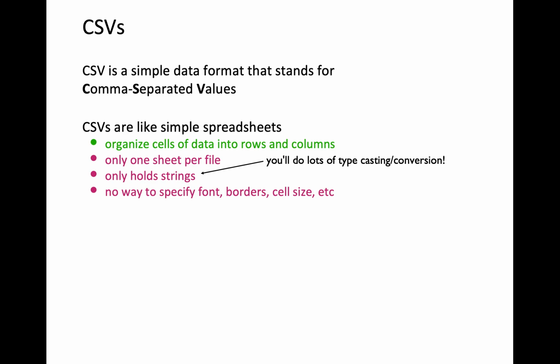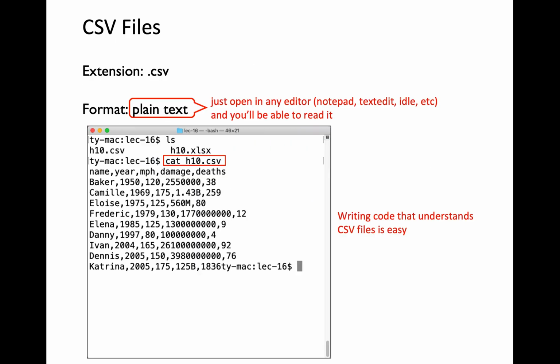Your CSV files can only hold string data type within the file. We'll be doing a lot of typecasting in order to be able to convert the data into required data type when we move the CSV file data into list of list data structure. There is no way for us to specify things like font, borders, cell size, and so on. Let's talk about the CSV file format. CSV files have an extension of .csv.